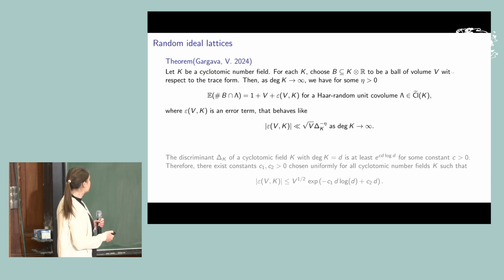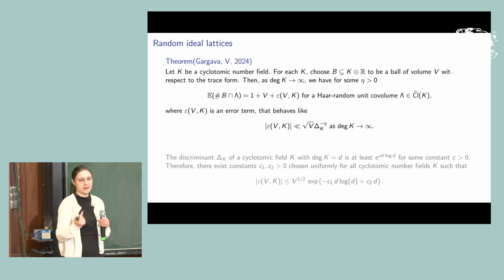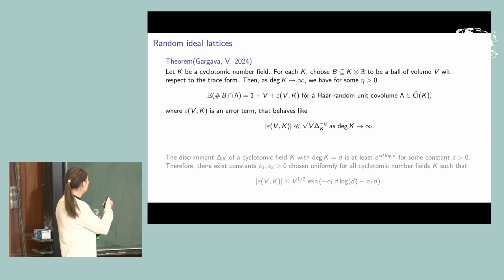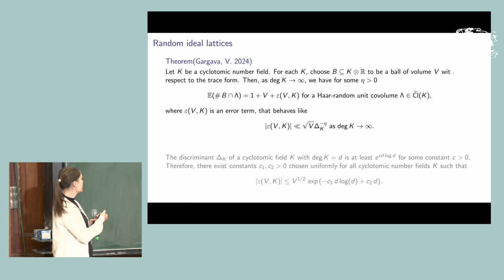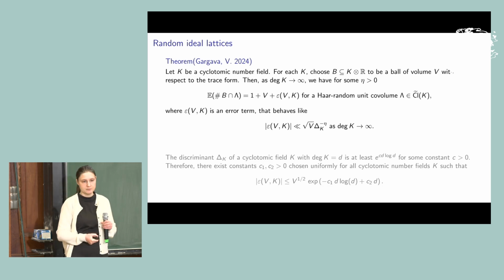And it turns out that here the answer has a very similar form. So we again have 1, which is because every lattice has the 0 point. And for non-zero points, we have V, which is the volume of the ball. But then the Siegel formula does not hold. We also have an error term.